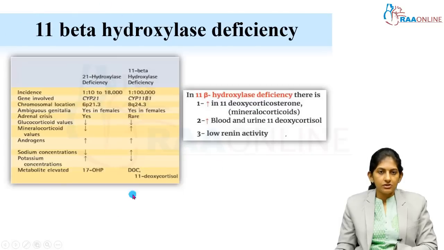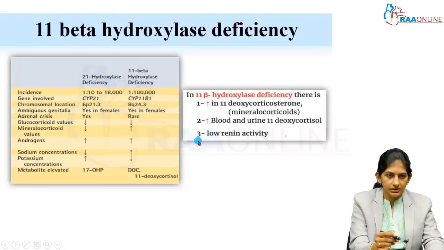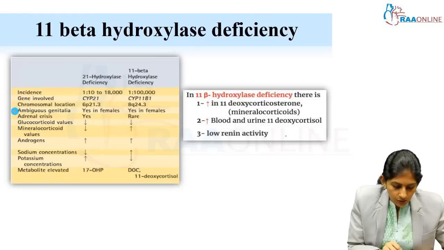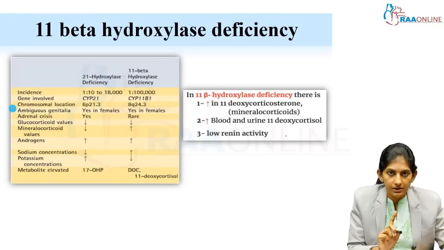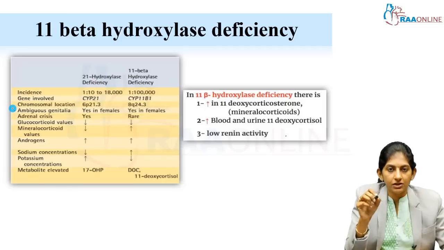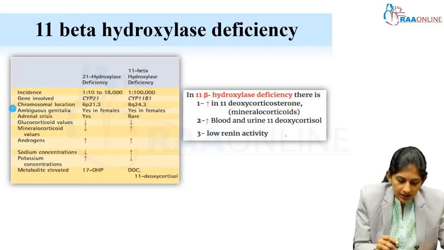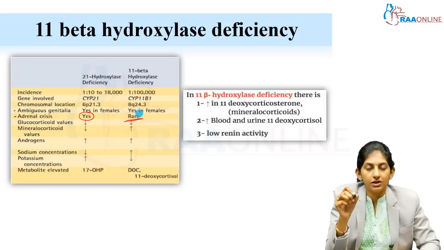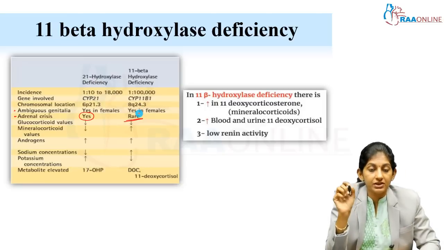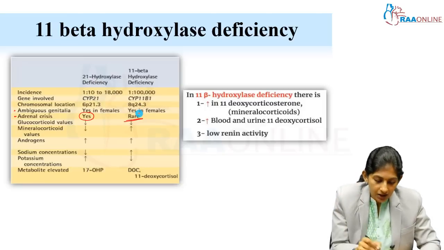So, comparison of both 21-hydroxylase and 11-beta-hydroxylase, just look at this. Ambiguous genitalia: both will have ambiguous genitalia in females. Yes, because even in 11-beta-hydroxylase, the shunting is going to happen and sex hormones are going to increase. Adrenal crisis occurs only in 21-hydroxylase deficiency. It's very rare in 11-beta-hydroxylase because deoxycorticosterone has mineralocorticoid activity.